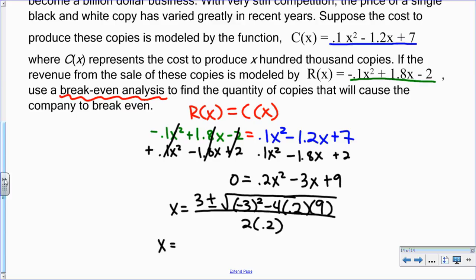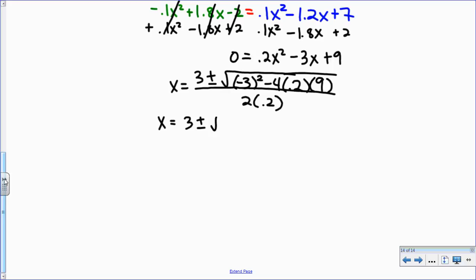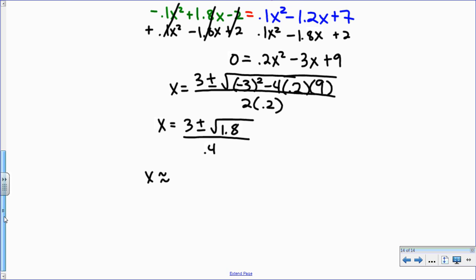Okay, so let's check the discriminant. So what's under the radical first? Make sure it's positive, so we make sure there is a solution. 1.8. Okay, and then 0.4. So this is irrational, so we're going to have to round. So we'll do this in 2 steps. We'll do 3 plus square root of 1.8 divided by 0.4, and 3 minus square root of 1.8 divided by 0.4. After you do the adding or subtracting, you have to hit enter or equal first, and then divide by the 0.4. Let's think about where to round them.